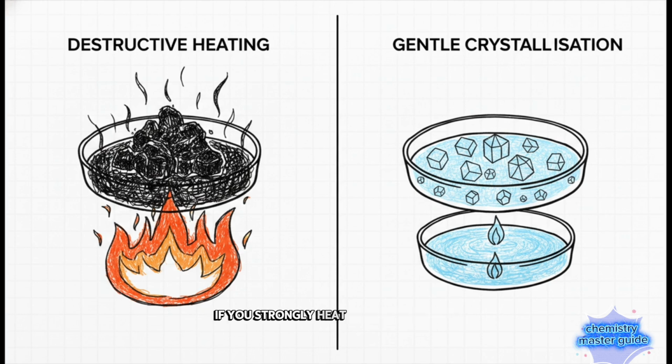If you strongly heat a sugar solution, the sugar doesn't just sit there perfectly when the water boils off. It scorches, it burns, and it breaks down into this useless black solid. It chemically decomposes under the intense heat. So when our dissolved solid, our solute, is sensitive to heat like that, we need a much gentler technique.